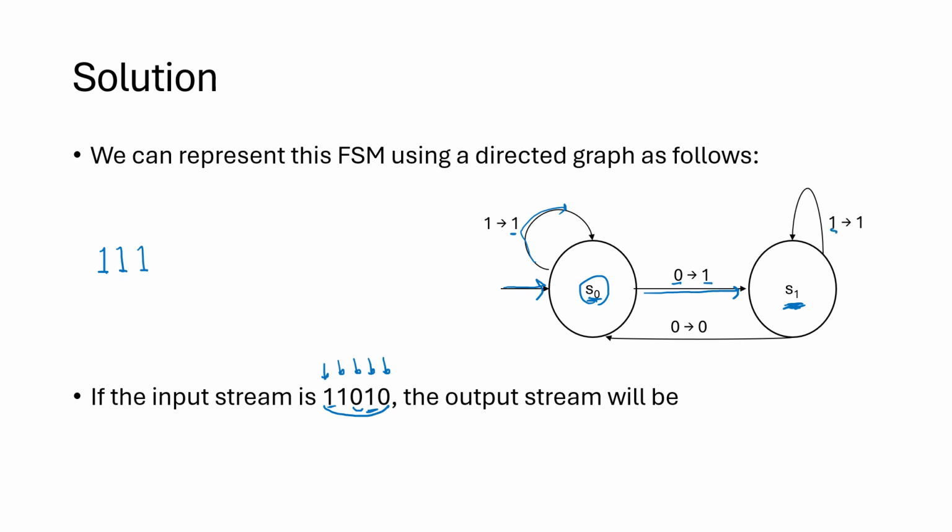And when I read a 1, first of all, I output another 1. And the arrow, the edge, tells me to stay at S1. So I'm still at S1. And finally, I read the last input symbol, which is 0. And remember that I'm still at S1. So when I read a 0, I output a 0 and transition back to S0. So the output stream, given this input stream for this finite state machine, is going to be 1, 1, 1, 1, 0, and I end up at state S0.